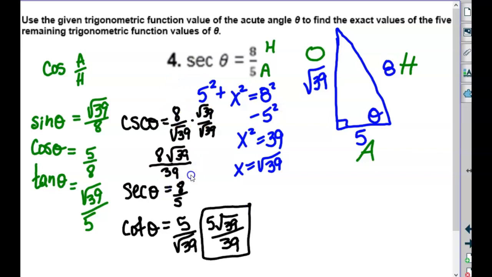Now, on the quiz, I do not ask you to find all 6 of them because I think it's just painful. I just pick a couple. Does that make sense, guys? I might give you cosecant and tell you to find tangent and secant. Who knows? But I don't make you find all 6.